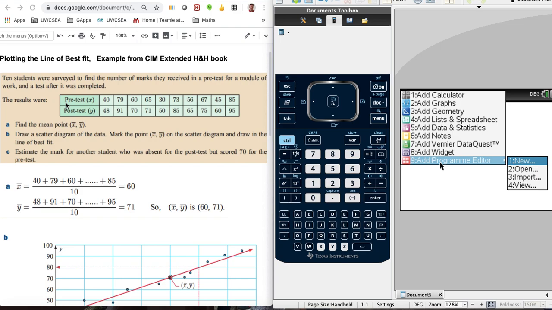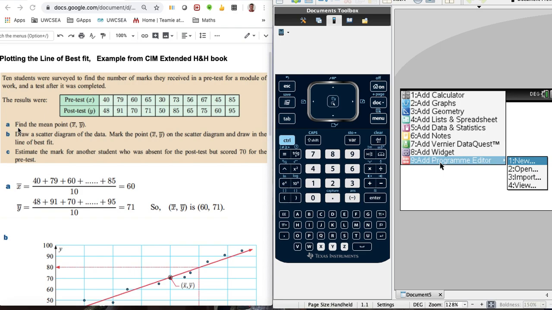So these are the test results: the pre-test, which is going to be the X values, and the post-test, which is going to be the Y values. The X ones are usually defined as the independent variables, whereas the Y ones are the dependent ones. So the first thing to note when you're doing a scatter graph and trying to get the line of best fit is that you're going to need the mean value of the X values and the Y values.